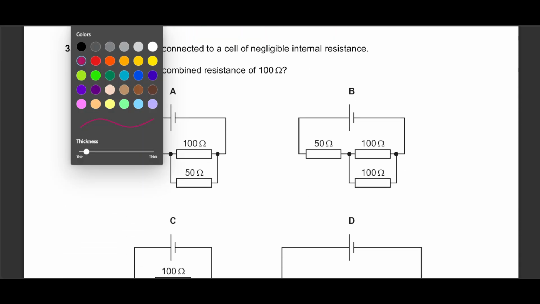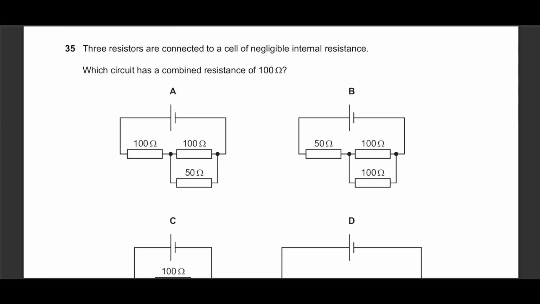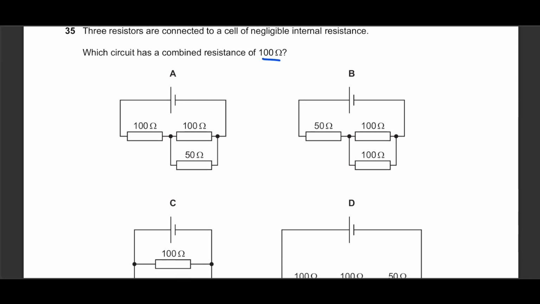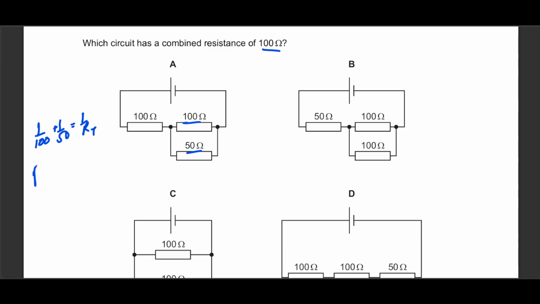35 is very easy and very straightforward if you know the rules of resistances. He says a combined resistance of 100 ohms. I'm going to do this for all options so you can have an idea. When you find two resistors in parallel, you can either use 1 over 100 plus 1 over 50 equals 1 over RT, or you can use the formula RT equals product over sum. This is a shortcut.